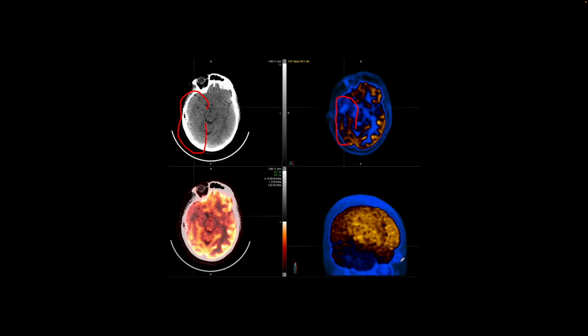And this rotating image is also showing in this right anterior oblique projection that there is normal uptake in the left temporal lobe, but there is decreased uptake or activity in the right temporal lobe, suggesting the presence of a seizure focus.